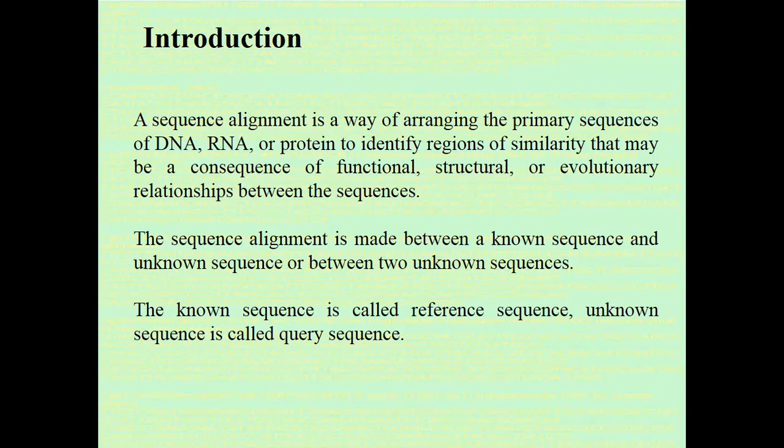The known sequence is known as the reference protein or reference sequence, and the other is the target or query sequence. So the sequence alignment is made between a known sequence and an unknown sequence, or between two unknown sequences. The known sequence is known as the reference sequence. However, the unknown sequence is known as the query sequence.